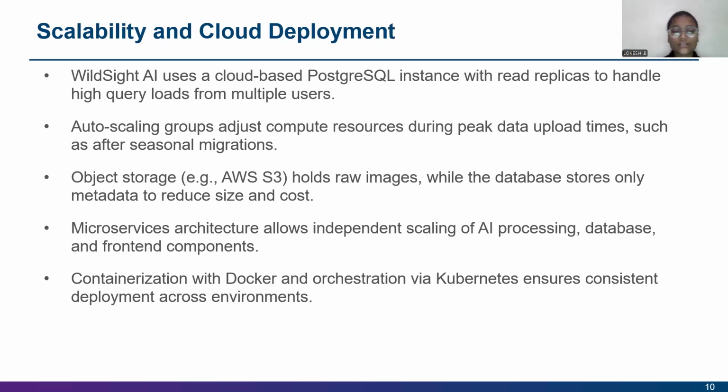The microservices architecture allows independent scaling of AI processing, database, and front-end components. And containerization with Docker and orchestration via Kubernetes ensures consistent deployment across environments. These are the scalability and cloud deployment aspects of WildSite AI.